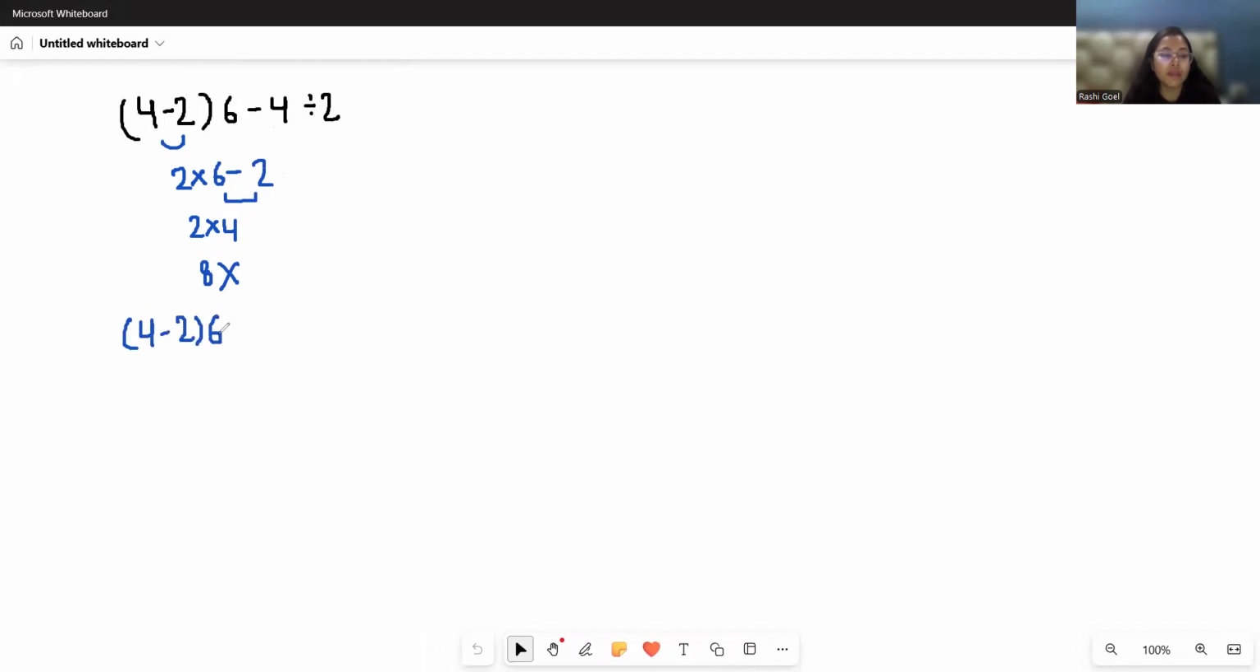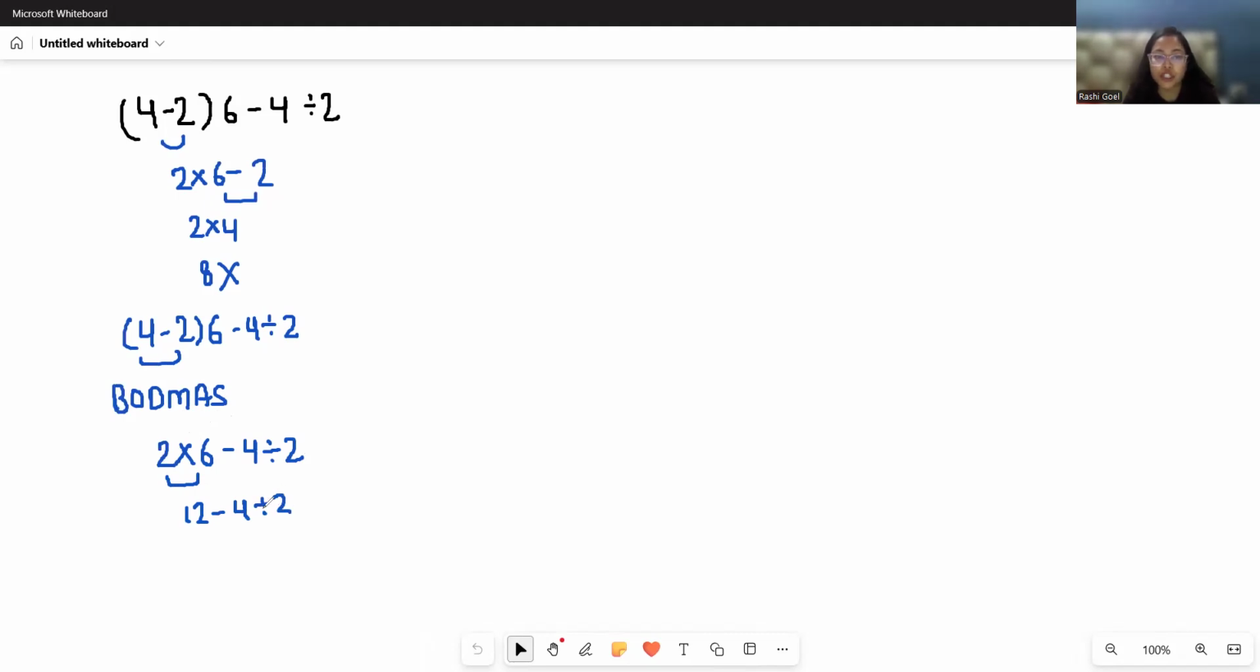Because when you have multiple operations, then you have to choose the BODMAS or PEMDAS rule. As per this rule, first you have to solve the bracket, that is 4 minus 2 as 2, and there is no sign in between the bracket and the 6, so we'll put multiplication, then 4 divided by 2. As per the BODMAS rule, division and multiplication both have the same priority, but we have to solve from left to right. So 2 times 6 as 12 minus 4 divided by 2.